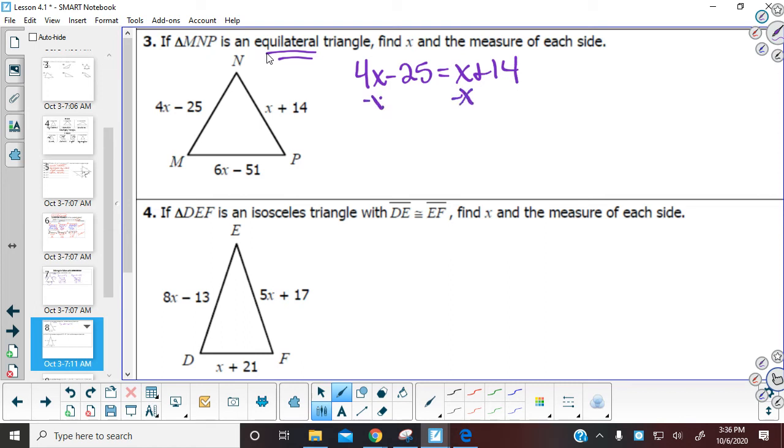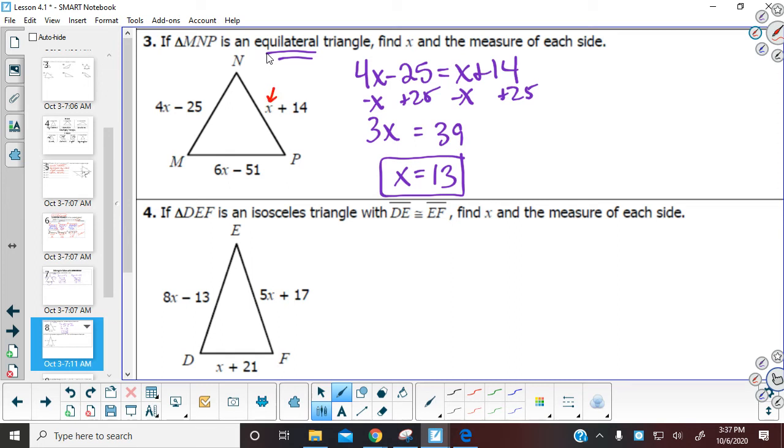So subtract 3x, add our 25. I do the algebra fairly quickly, hoping that we're good on algebra. So we get x equals 13. But notice it doesn't just say find x, it also says find the measure of each side. So what we can do from here is just substitute.